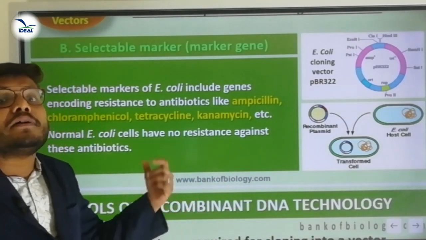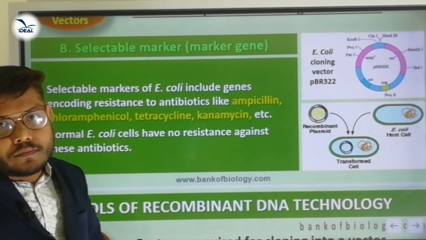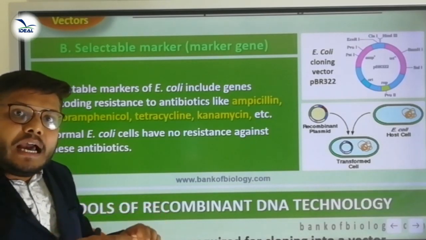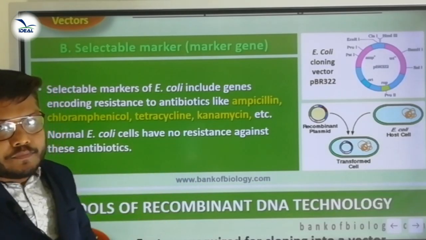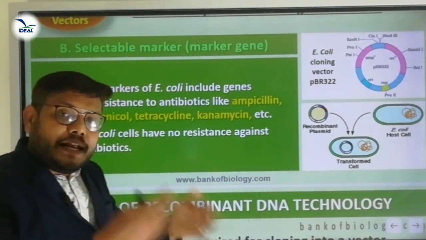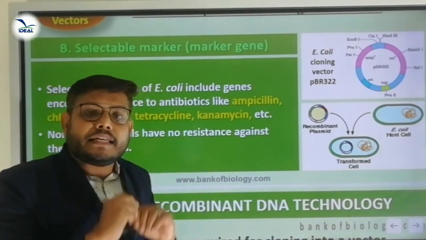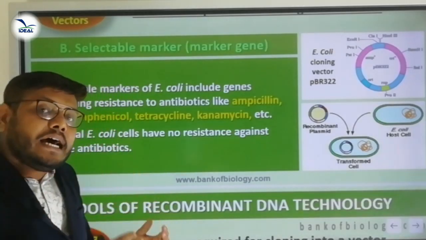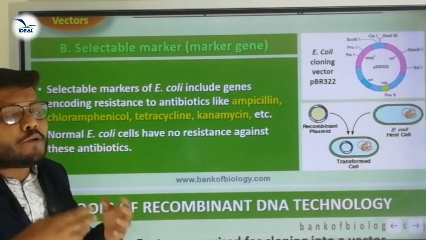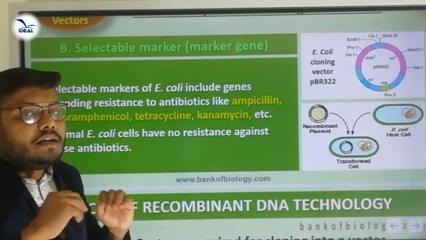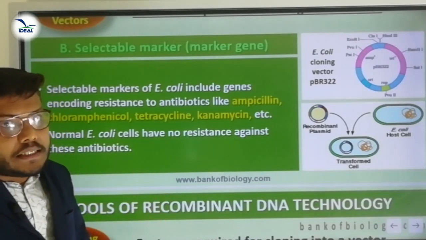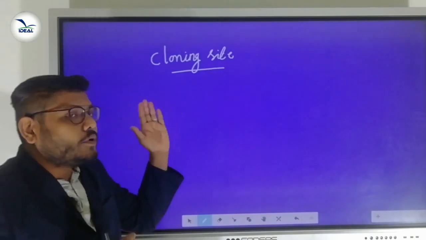So here the selectable marker gene helps in identifying and eliminating non-transformants and permitting the growth of what? Transformants. So they select the transformant from where? From the non-transformants, which means they eliminate the non-transformants. Only the transformant is selected. Transformant means the recombinant or the modified foreign gene. Is it clear? Next we are discussing the cloning site.